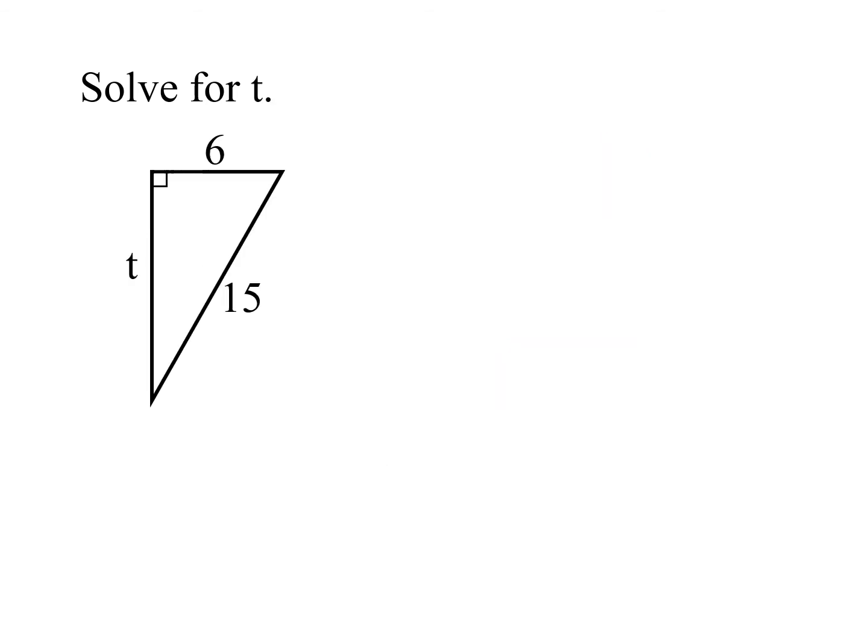All right, let's try another one. Same formula. See, notice I'm writing the formula. Leg squared plus leg squared equals hypotenuse squared. If you write it a few times, you're going to find that you've memorized it. Boom, and you're great, okay?